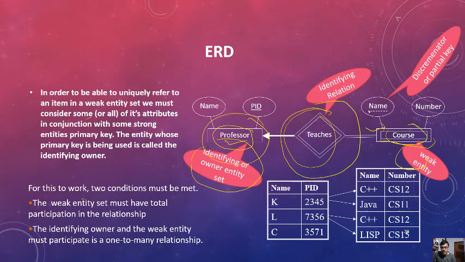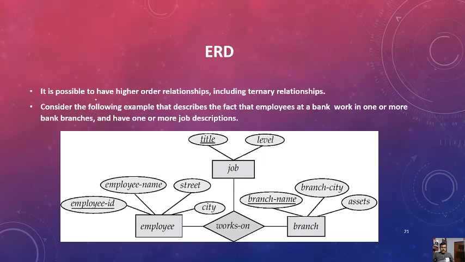It is possible to have higher order relationships, including ternary relationships. That means whatever relationships we have read till now were binary relationships, and now comes the ternary relationship. In this type of relationship, the relation is attached with three entity sets: employee, job, and branch. Here it is employee, job, and branch.